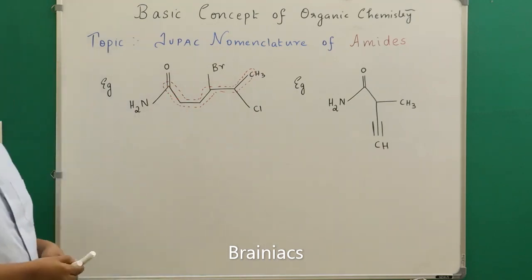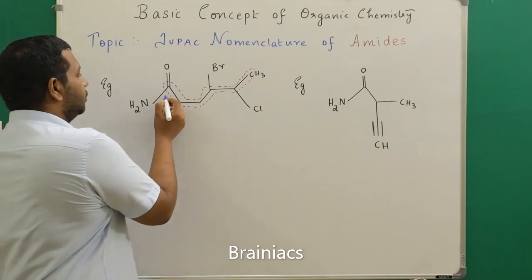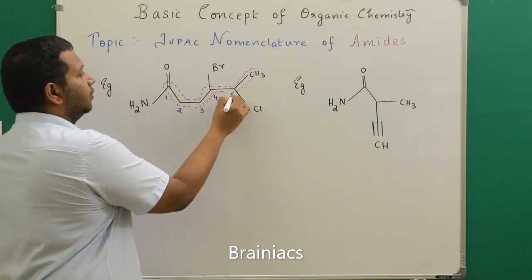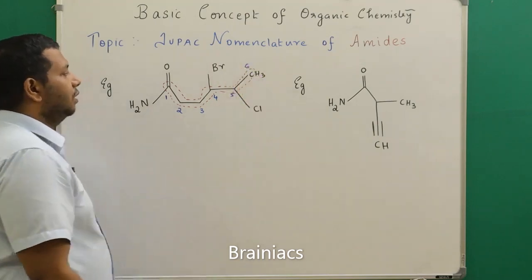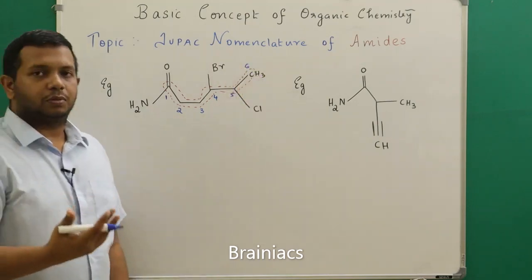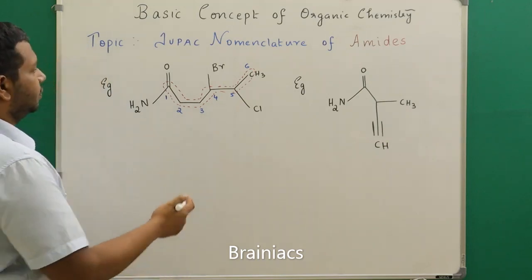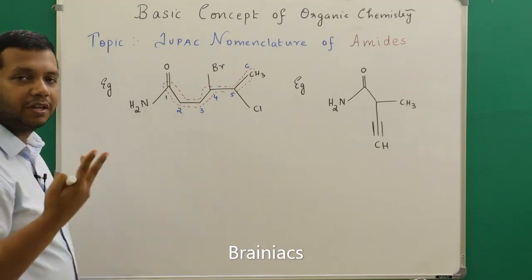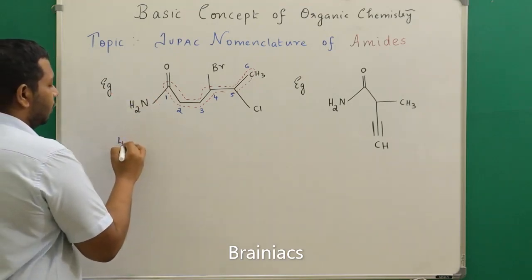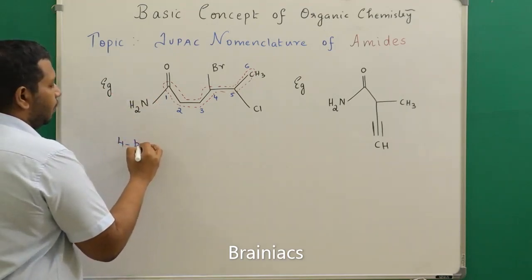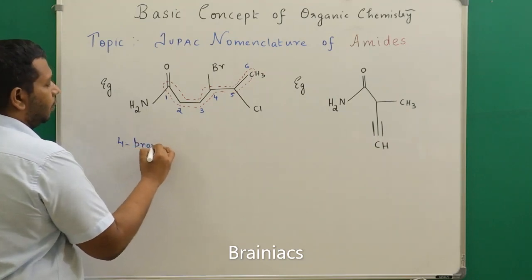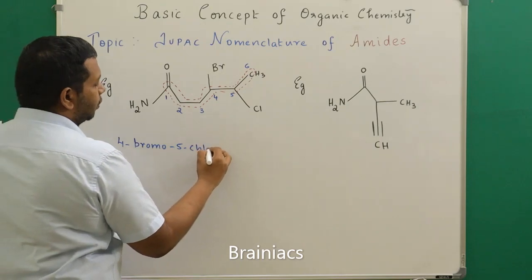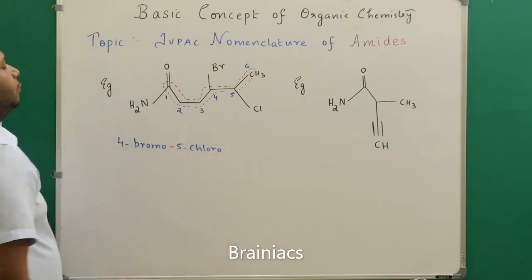Now the next part is the numbering part. Numbering should get the minimum numbers: 1, 2, 3, then 4, this one will be 5, and this one will be 6. Now how to put the naming? First the secondary prefix will come. Secondary prefix means the 4th position has bromo and the 5th position has chloro. Who comes alphabetically first? Bromine. So I can say 4-bromo, then at the 5th position 5-chloro. So 4-bromo, 5-chloro.